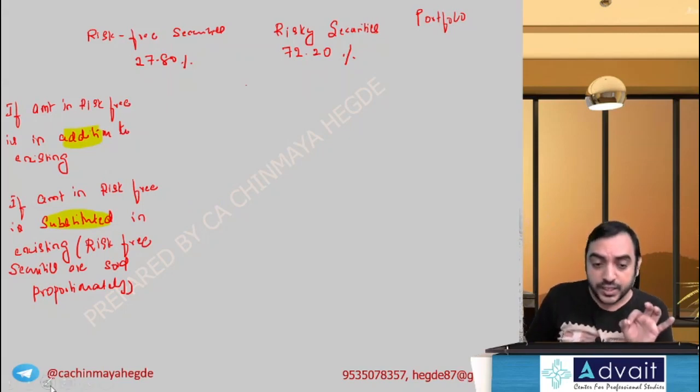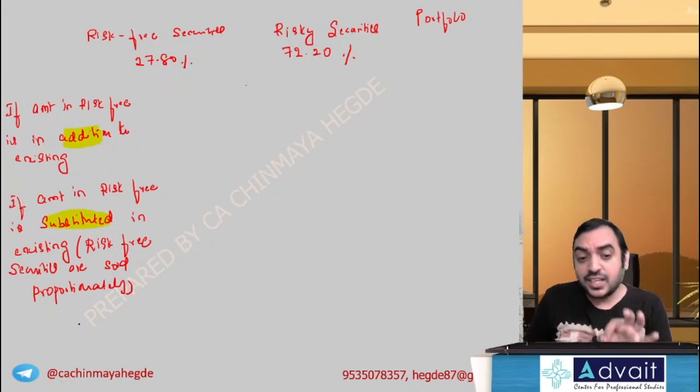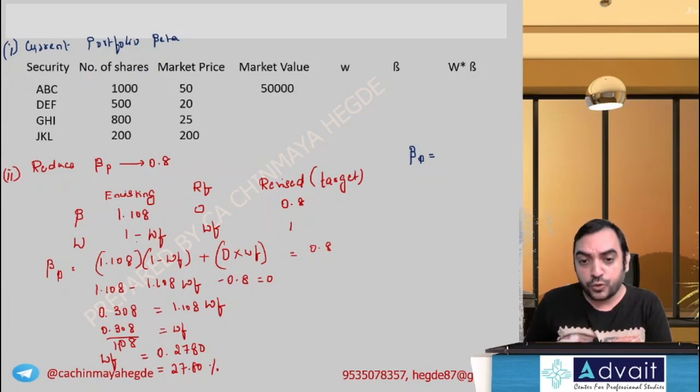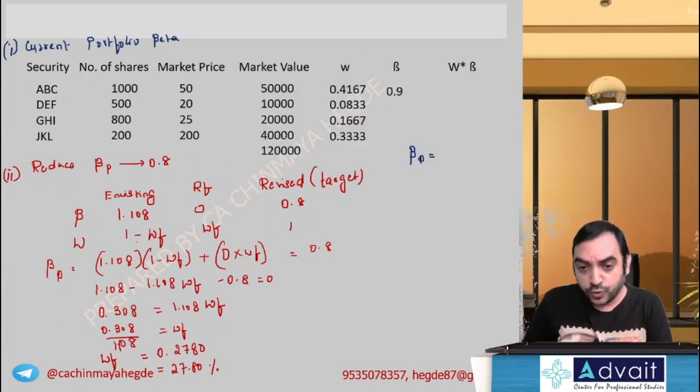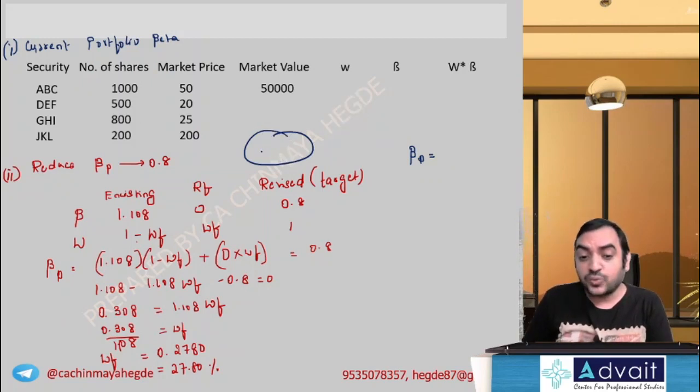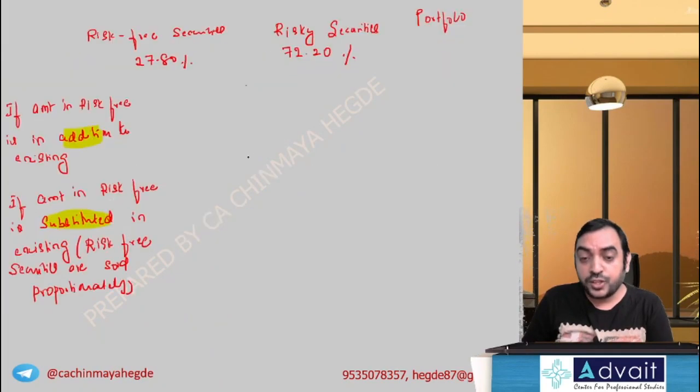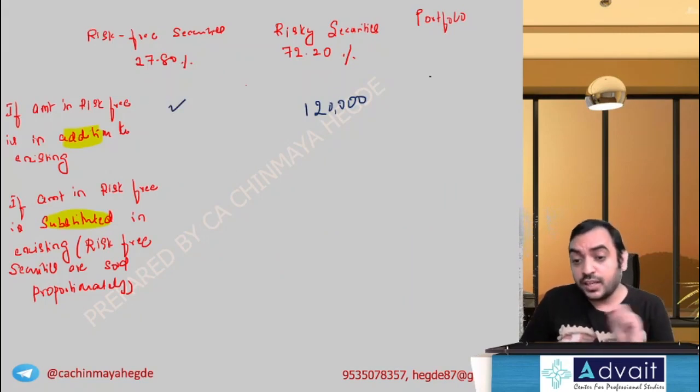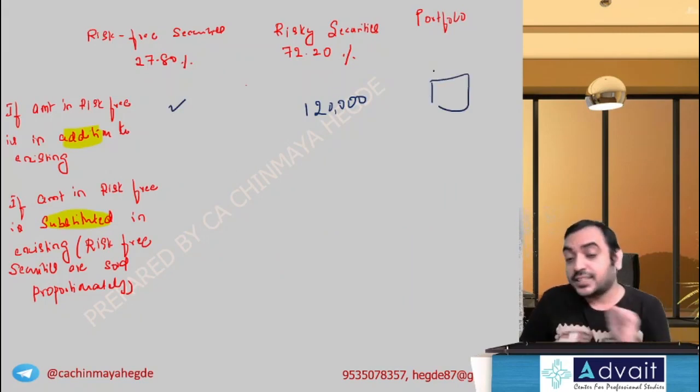Okay, now the first interpretation. If the existing amount is there and an additional amount of risk-free is there, what we are going to do is take the total amount of portfolio that we have, 12 lakh, that is 1,20,000. We write 1,20,000 in the existing risky securities column. The risk-free security will come additionally, and the total portfolio will be this plus this.